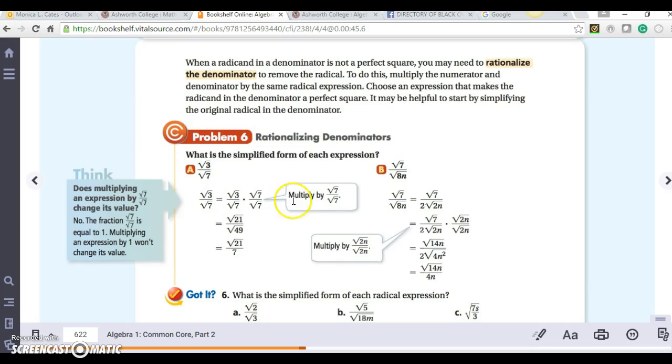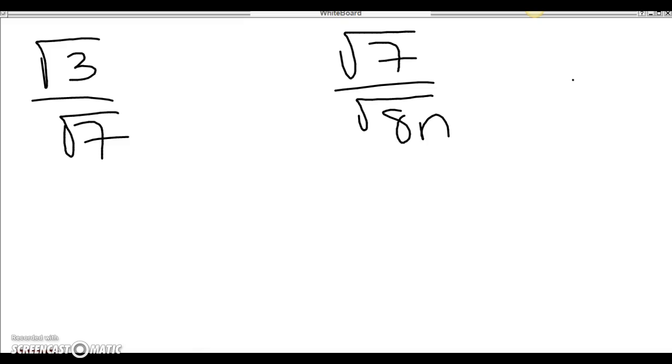So for example, here, square root of 3 over the square root of 7, I have a radical in the denominator and it's not a perfect square. So I'm going to multiply the top and the bottom by square root of 7. Square root of 7 over the square root of 7 equals 1. So I'm just multiplying it by 1, and that's legal. I can multiply anything by 1 and it gives me that number back again.